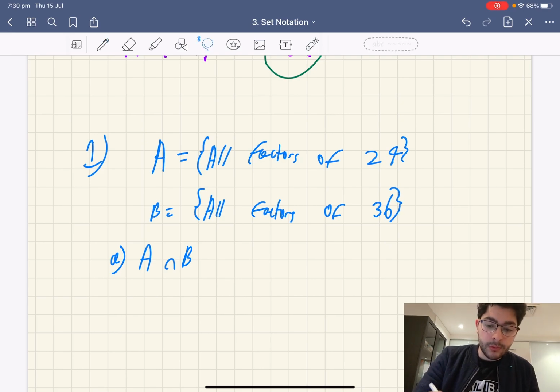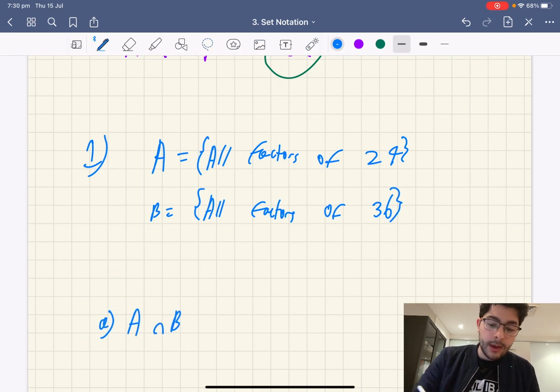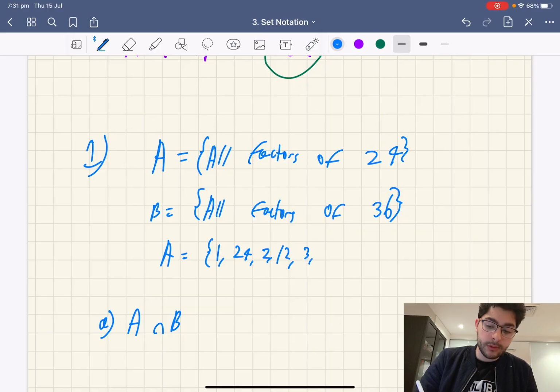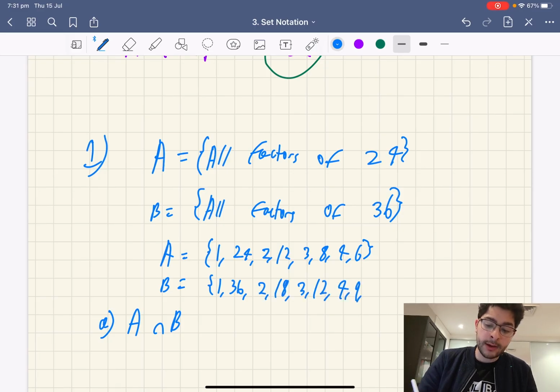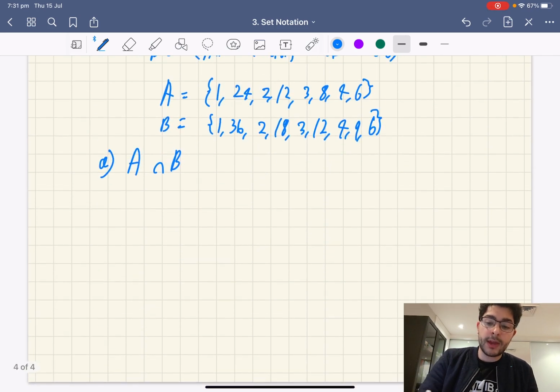If we write this out, A is going to equal all the factors of 24. If we list them out, we have 1, 24, 2, 12, 3, 8, 4, 6. Those are all the numbers in A. Now the numbers in B, all the factors of 36, which is 1, 36, 2, 18, 3, 12, 4, 9, and 6. So A intersection B will be everything that is in A and in B.